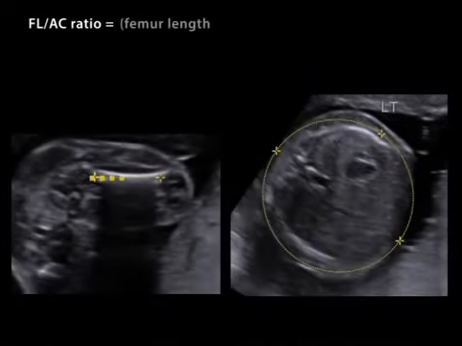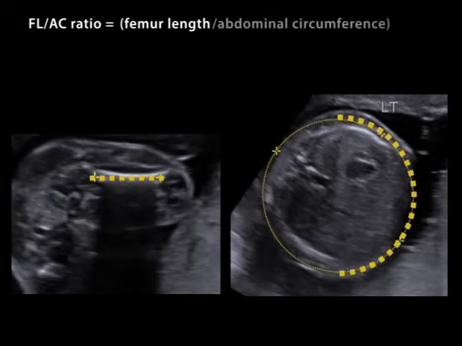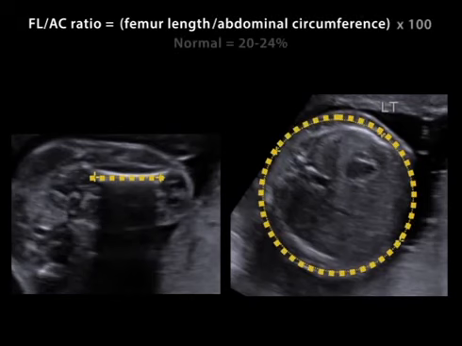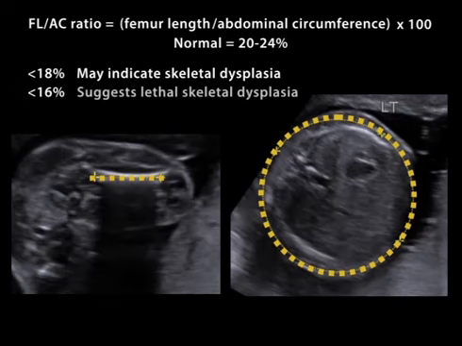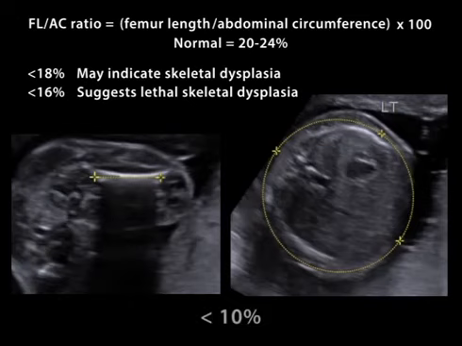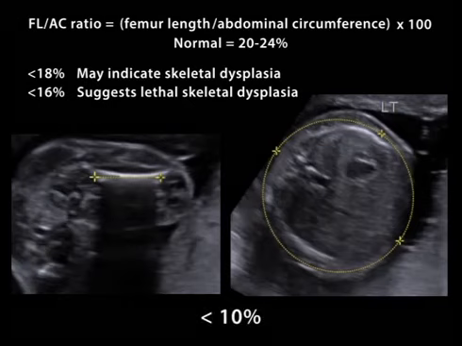The ratio of femur length to abdominal circumference normally ranges from 20 to 24%. If the ratio is below 18%, this may indicate a skeletal dysplasia, and a ratio below 16% in the setting of other skeletal abnormalities suggests a lethal skeletal dysplasia. In this 21-week fetus with a lethal skeletal dysplasia, the ratio measured below 10%.